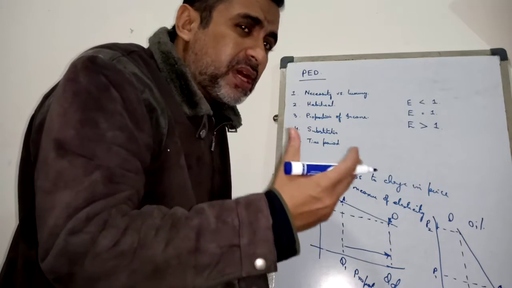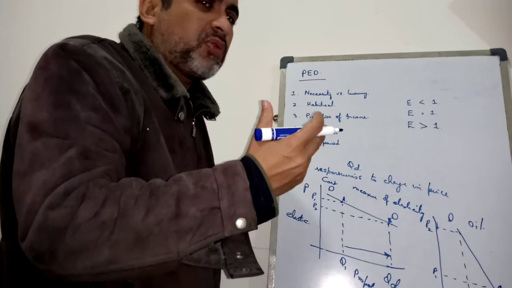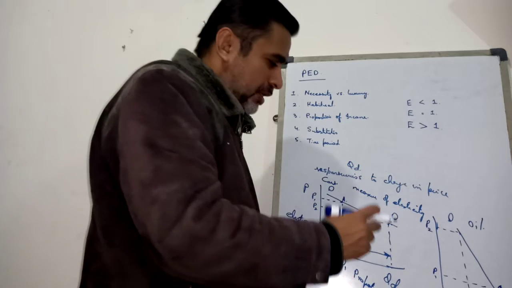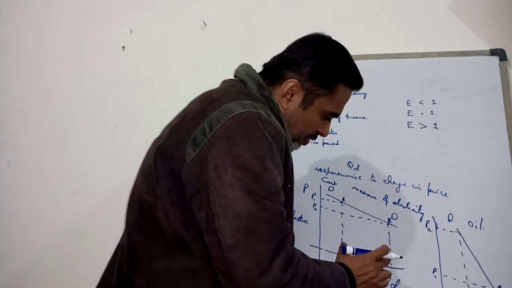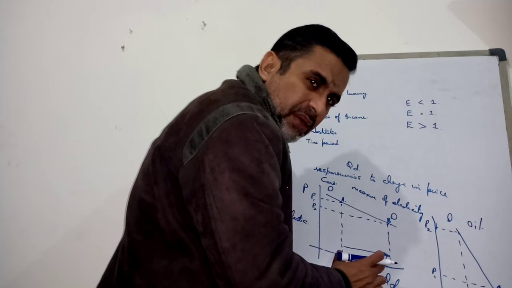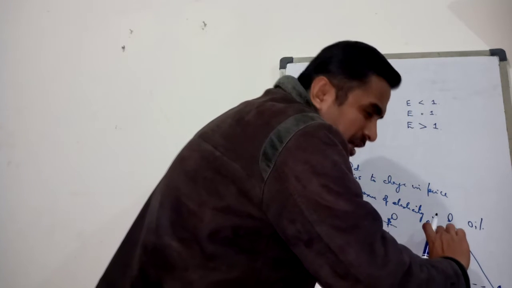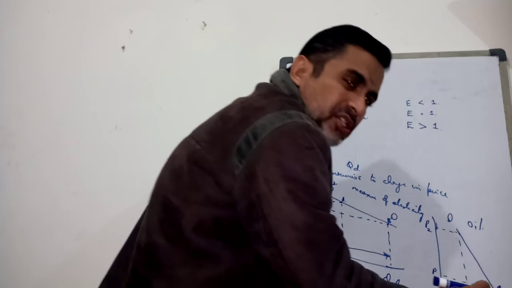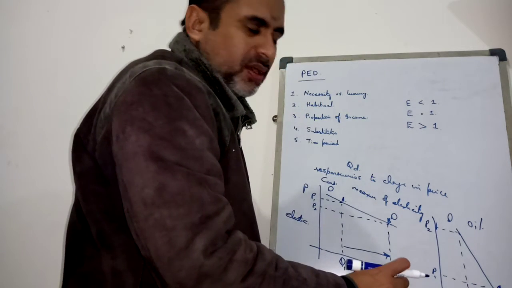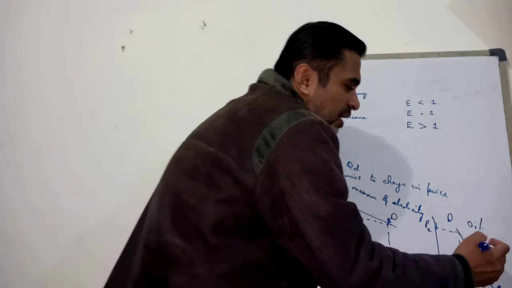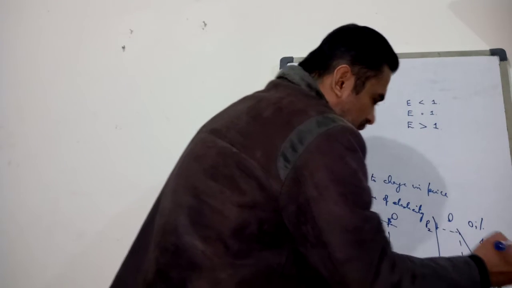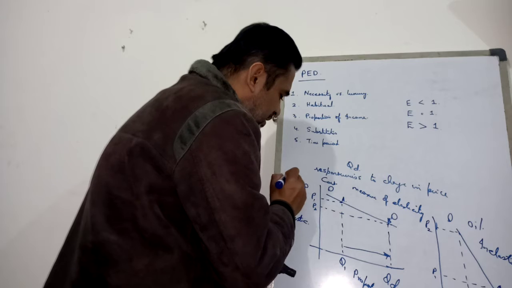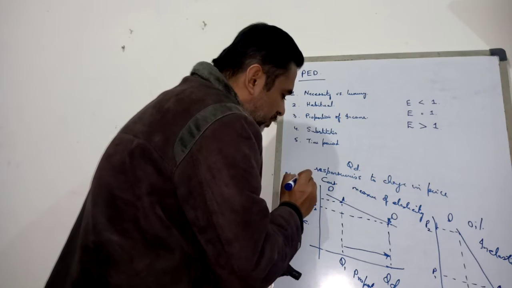But what is the level of change in quantity? That is elasticity. For a very small change in price, there is a massive increase in quantity demanded. For a very big change in price, there is a minimal change in quantity demanded. Alright, this is relatively inelastic because the response is not very good. This is relatively elastic because the response is very good.